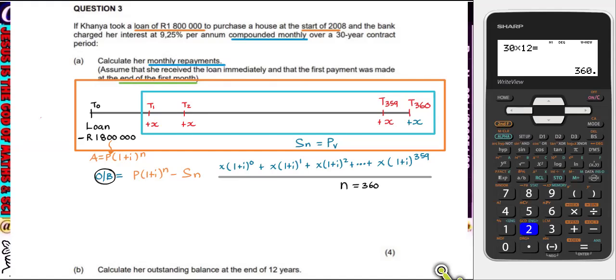So there we go. So the formula I gave you, I said it was S subscript N equals A, open the bracket.